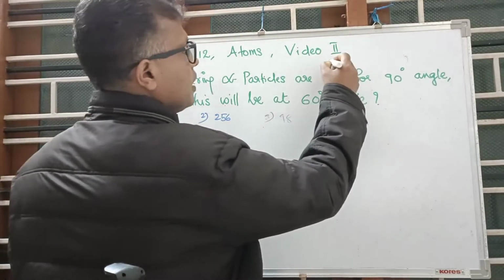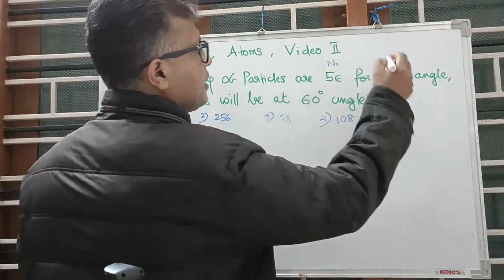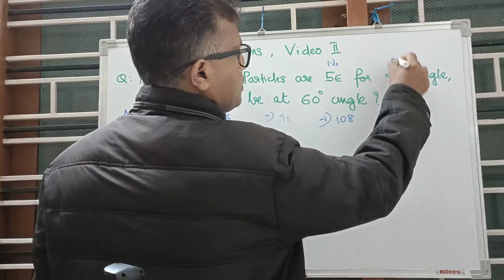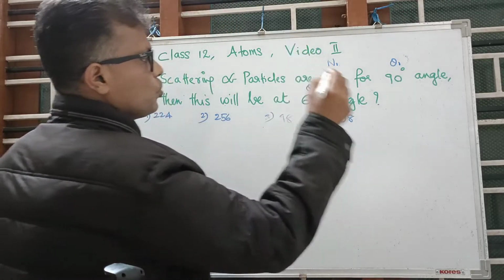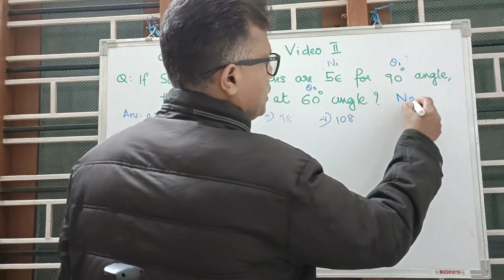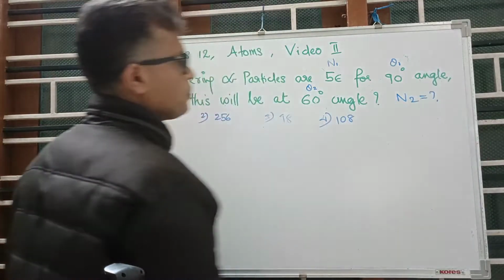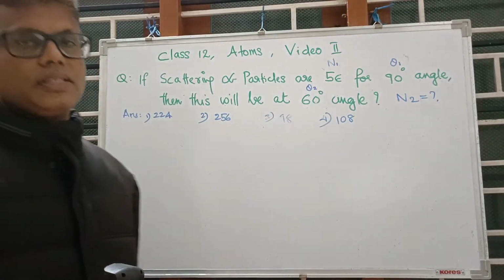So we'll write it. This one is n, this one is theta 1, and this one is theta 2. So they are asking for n2, how much? Clear, no? This is the question.